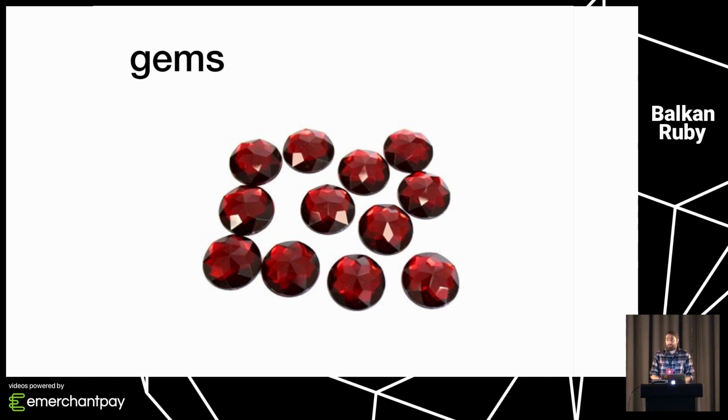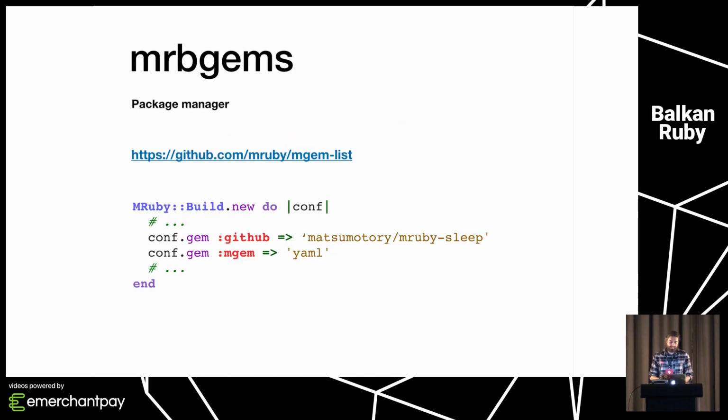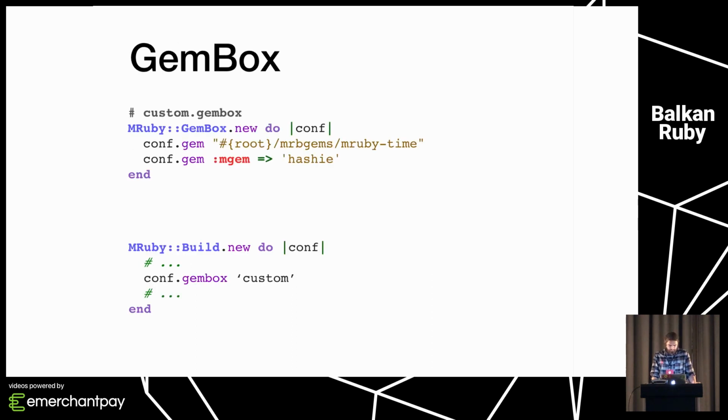Okay. Mruby also provides external libraries called gems, or mrbgems. There is the mrbgems package manager for that, and if you want to add some gems to your Mruby build, you have to put them in your configuration file. There is the mgem-list repository. If you find your gem in this repository, you can just use the mgem option. If not, but the gem has a GitHub repository, you can use the github key for that. Also, you can extract your gems to a specific file called a gembox, and then you can just include your gembox directly in your configuration file, like that. Just call gembox.